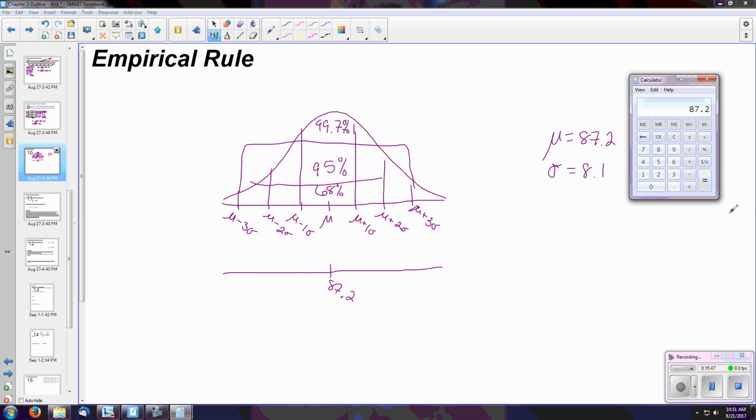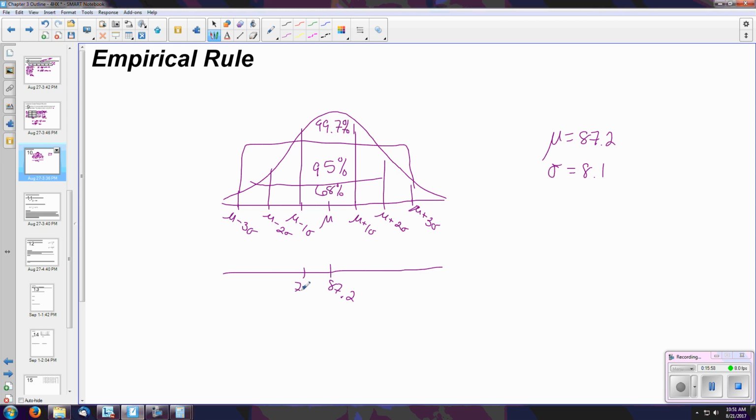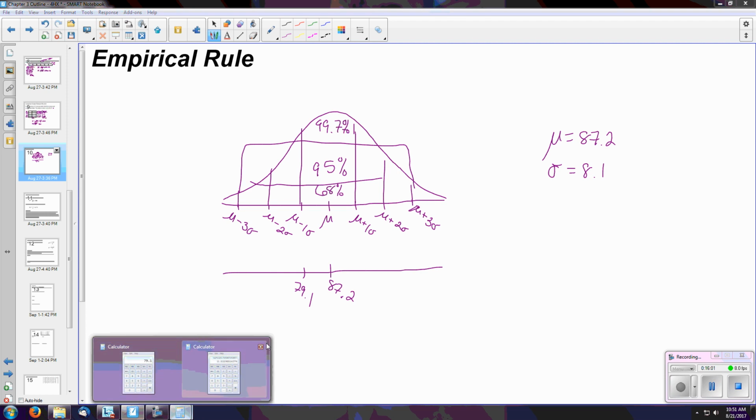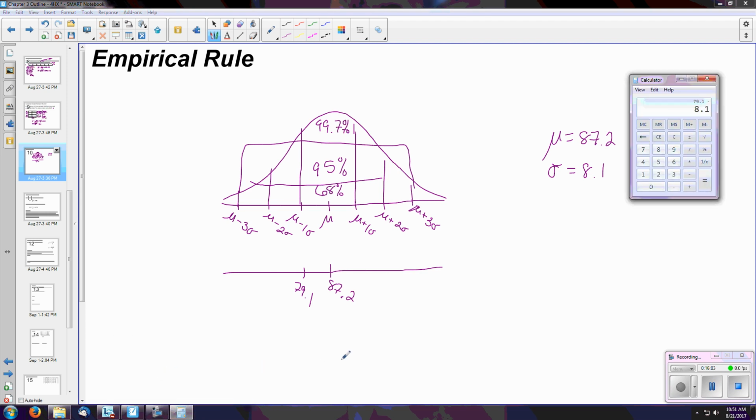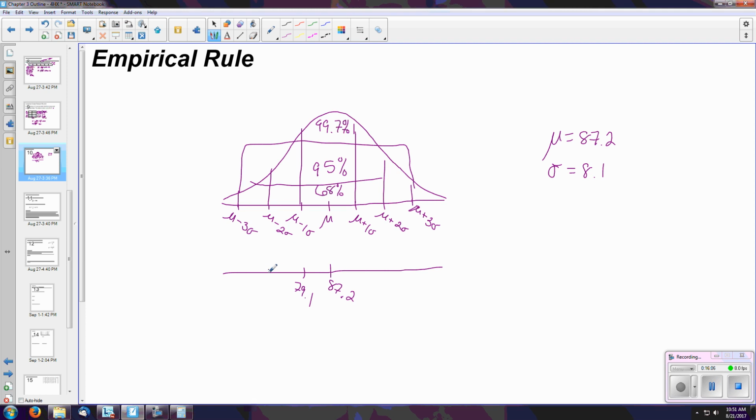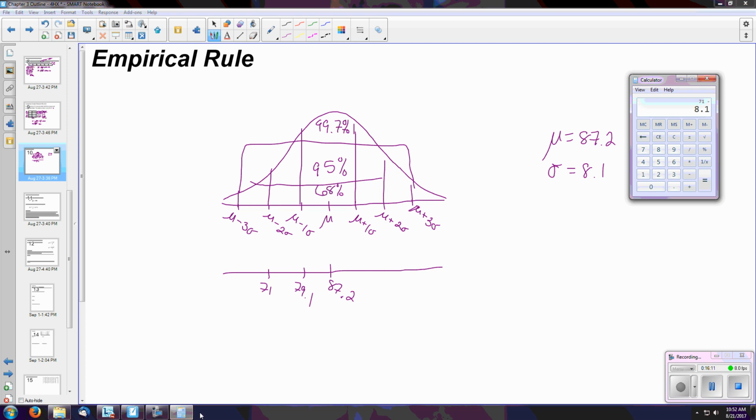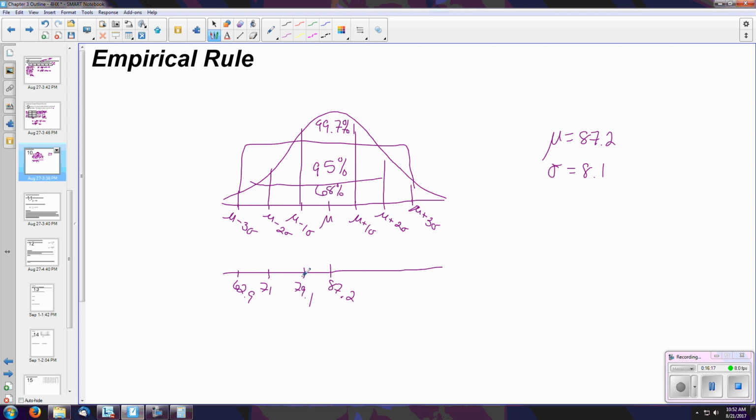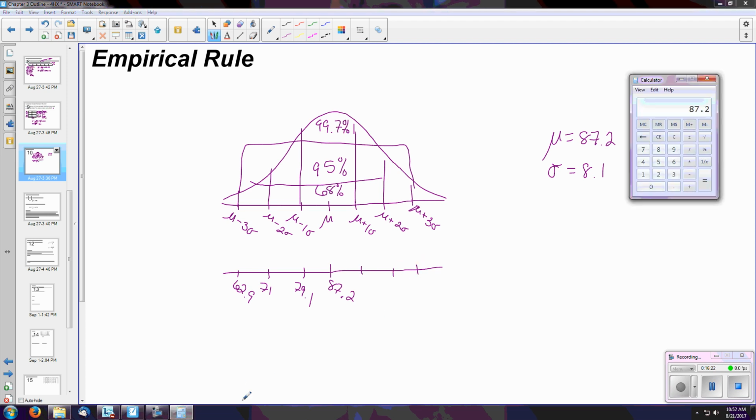So if I want to fill in, let's say, one standard deviation to the left, that's going to be 79.1. And if we subtract off another standard deviation, that brings us to 71. So that means 2 standard deviations on the left is a score of 71. Subtract one more, 62.9. On the other side, we can also fill in that information. 87.2 plus 8.1, 95.3.